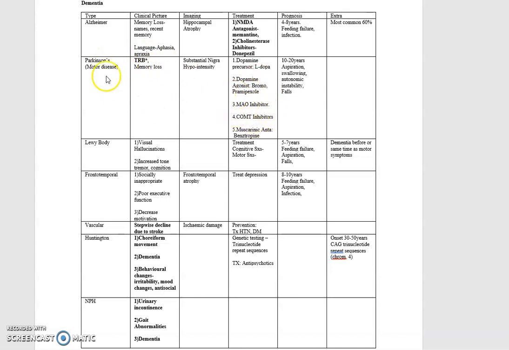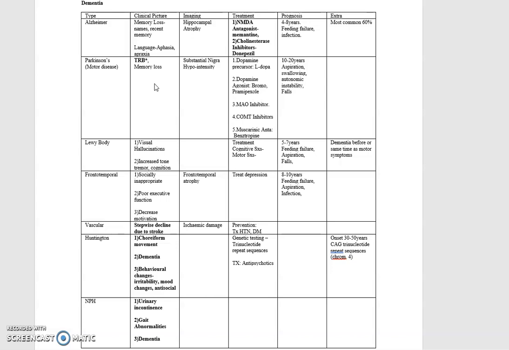The thing to remember about Parkinson's disease is that the movement part of it is predominantly a motor disease. So you have a disease starting with tremors, rigidity, bradykinesia. Very important in Parkinson's disease. Memory loss can occur down the line.